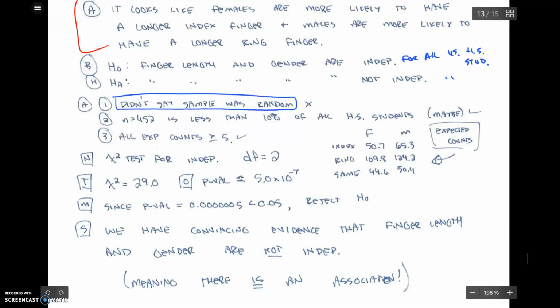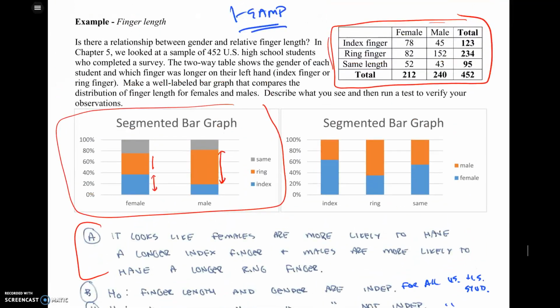N equals 452 is less than 10% of all high school students, probably. Well, if it's U.S. high school students, that's definitely true. All expected counts are greater than or equal to 5. I checked it off, but we have to find those expected counts. So let's put it in our calculator and run the test to see what the expected counts are.